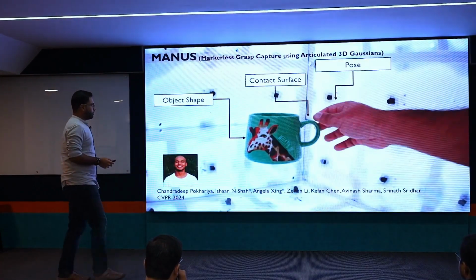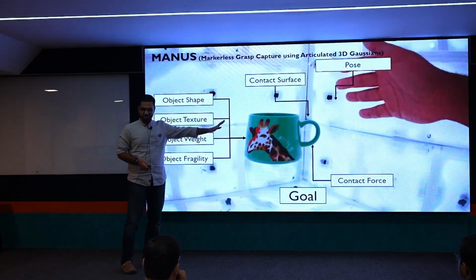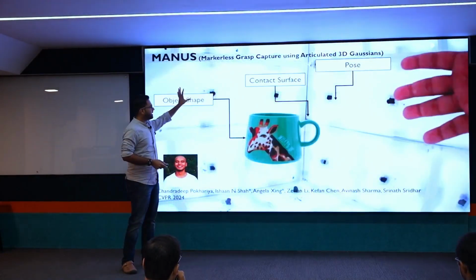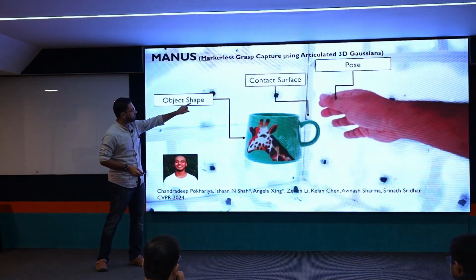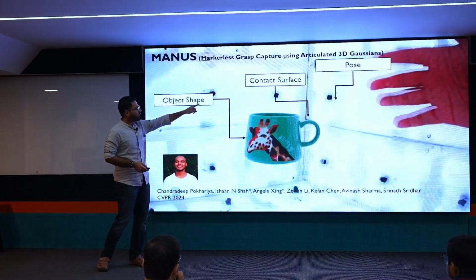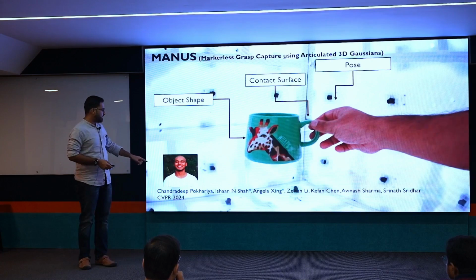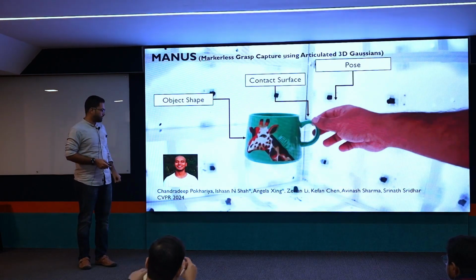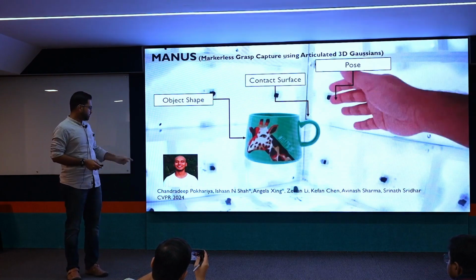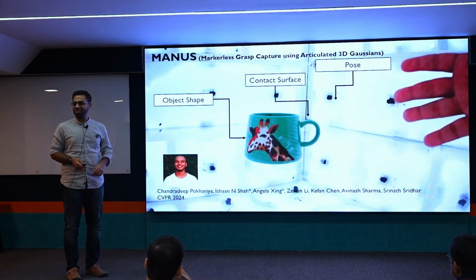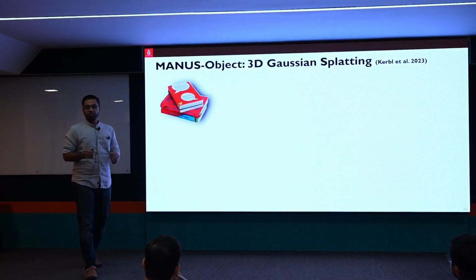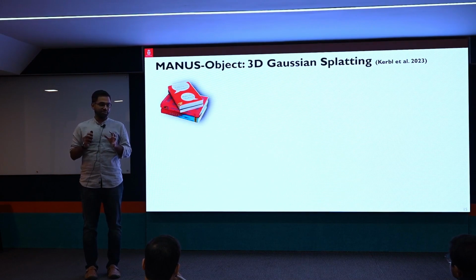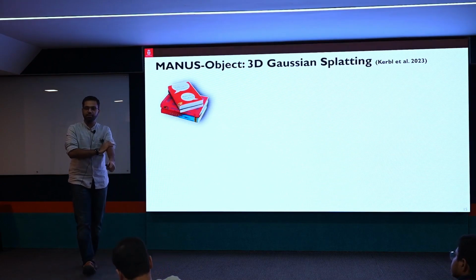All right. So what we're going to do is, rather than trying to capture all of these different properties, we're going to focus on properties that are related to the shape and appearance of the object. So we're going to care about hand pose, meaning hand articulations, contact surfaces, and object shape, right? And this was work that was led by Chandradeep, who was visiting my lab a couple of years ago. And this was at CVPR last year, 2024. Okay, and we are going to use Gaussian splatting as the base representation here, because Gaussian splats have some very nice properties, and I'll talk about what those nice properties are.